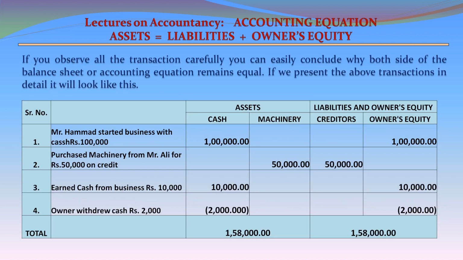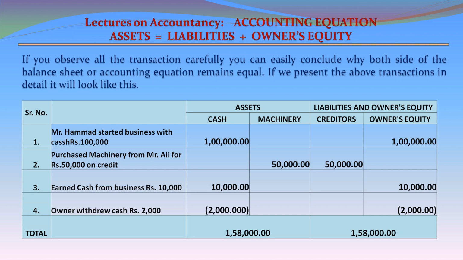If you observe all the transactions carefully, you can easily conclude why both sides of the business balance sheet or accounting equation remain equal. If we present the above transactions in detail, it will look like this. Serial number, transactions, assets, liabilities and owner's equity. Assets are cash and machinery. Liabilities are creditors, and owner's equity.